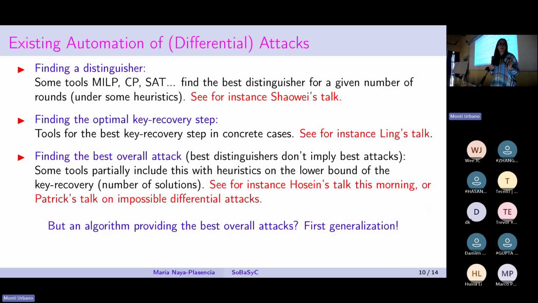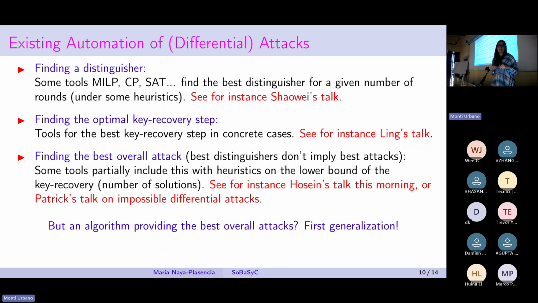And then we have the most important question that we should solve, which is finding the best overall attack, because the best distinguishers don't necessarily imply the best attacks. And so this question is not solved. There are some tools that partially include some heuristics, for instance, regarding the lower bound of the key recovery complexity, which can be given with the number of solutions that they have. And in Jose's talk this morning, we saw this being taken into account, or more evolved heuristics taken into account in the attacks that were implemented.